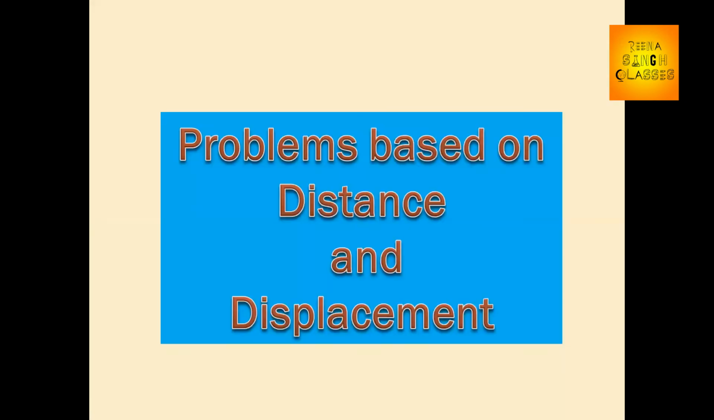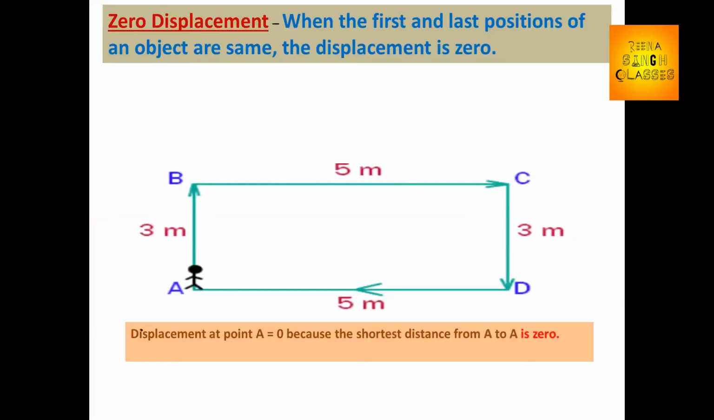Now we are going to solve some problems based on distance and displacement. Look at the example. A man is traveling from A to B, B to C, C to D and D to A again. So he returns to the same position: he started from A and ended at A. In this case, the displacement is 0 because the initial and final positions are the same. But the total path covered, which is the distance, is 16 meters.